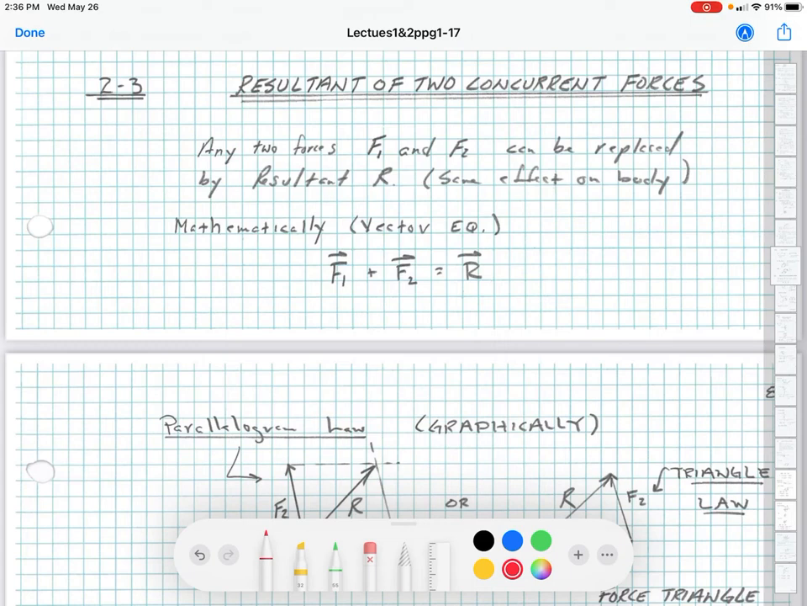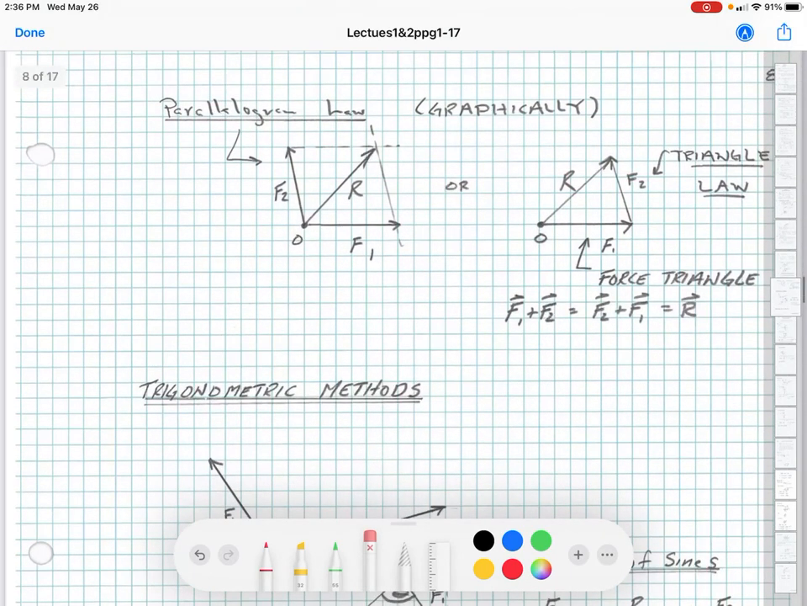So if you have a force like this and a force like this, F2, this is F1, then the vector sum of that is its resultant R. And that's how we're going to look at this today. We're going to look at a couple examples. First is the parallelogram law, or the triangle law, and I really like using this triangle law.